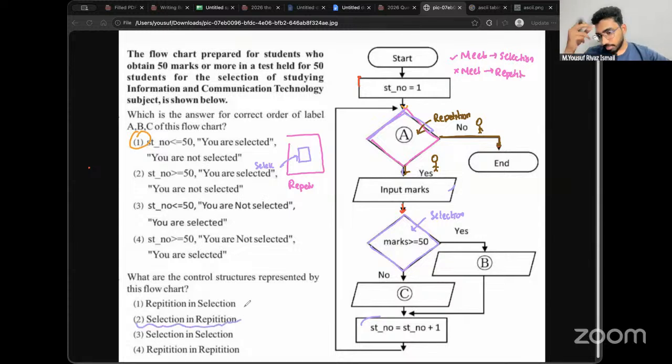Is that clear? Selection is inside the repetition. Who did we meet first? Draw that first and then second. So the answer is the second one. Is that clear now? Any other questions?